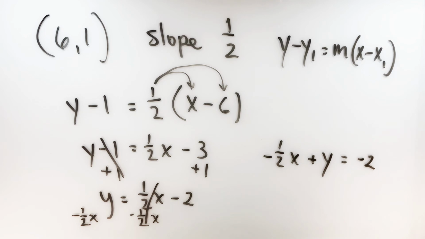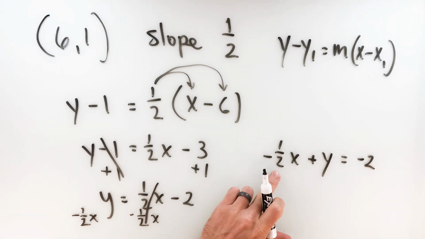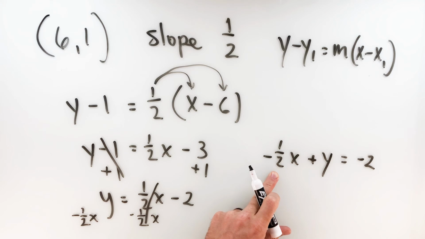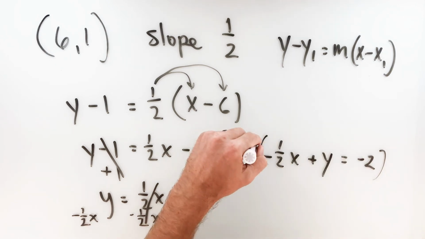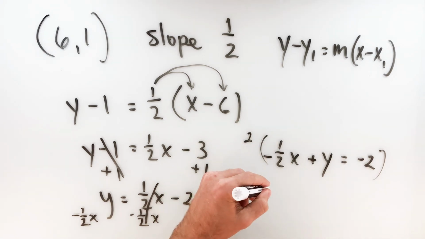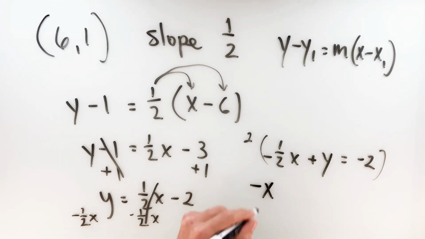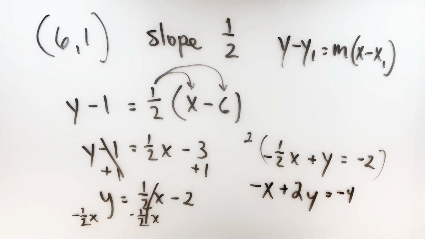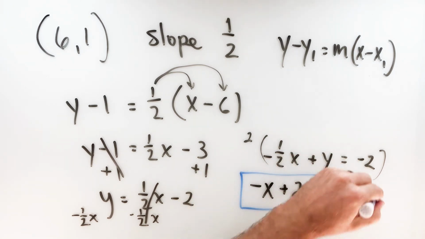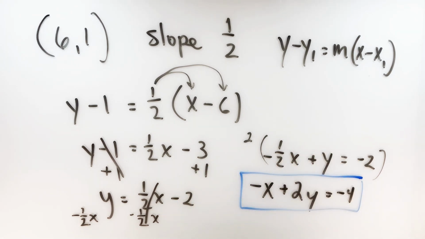And then last step, because again, with standard form I want these coefficients to be integers, I've got this -half. I'm going to go ahead and multiply everything by the denominator of that fraction, which is 2. Now again, if you like your x or your a value to be a positive integer, you can multiply everything by -2. In this case, I'm just going to say integers are fine, so I'm going to multiply everything by 2. 2 times -half would be -1x, or just -x. 2 times y would be 2y. And then -2 times 2 would be -4. Okay, so there would be the equation of that line in standard form.